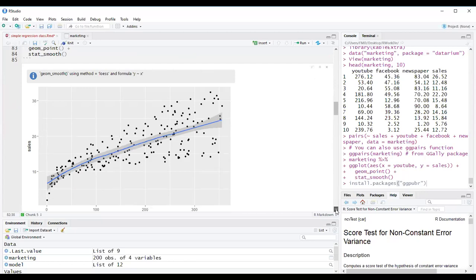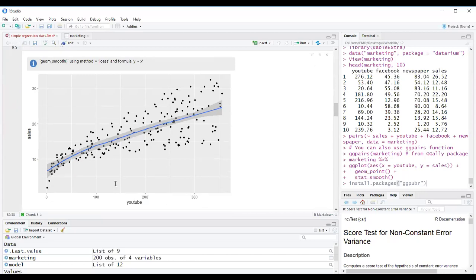Okay, so here we have, guys, the relationship between sales and YouTube in the scatter plot. This is the regression line, and the gray there is your bandwidth, your 95% confidence interval. But we notice that the variance of our data set seems to be increasing over time. We might have a problem with heteroscedasticity here later on when we diagnose this.